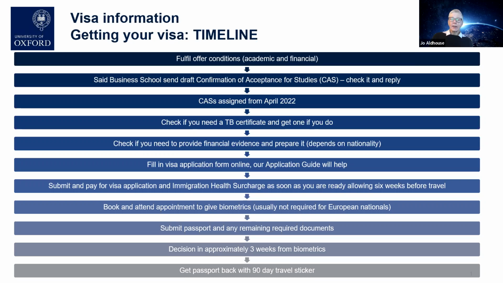Okay, and then the next thing is you get your decision, and you're usually notified by email of your decision. If you've had to send your passport in, you will get that passport sent back to you or notified that you can collect it. And in your passport, you will get a 90-day travel sticker. So this isn't your full student permission. This is just for you to get to the UK on. And you can travel to the UK anytime between the start and end date of that travel sticker. Don't arrive in the UK before it starts.